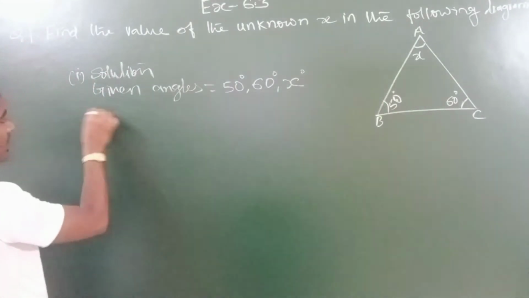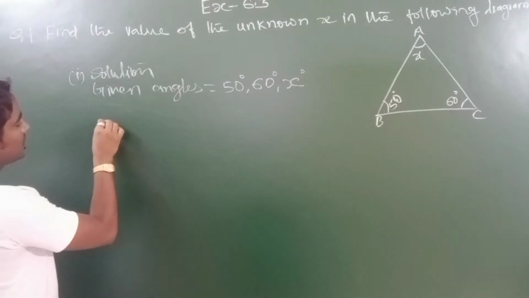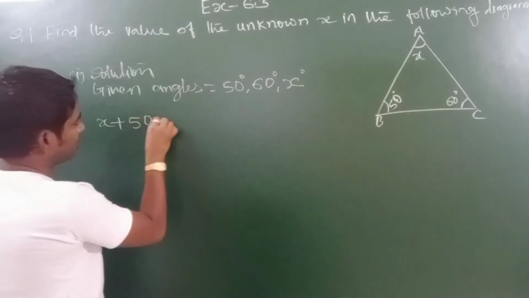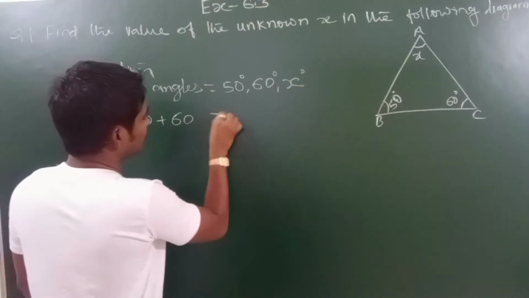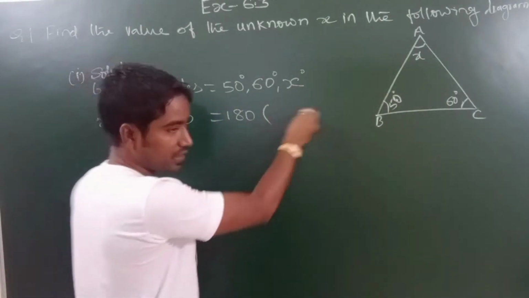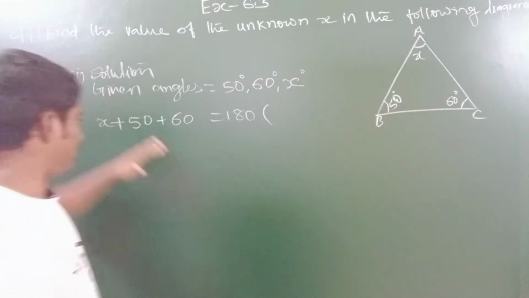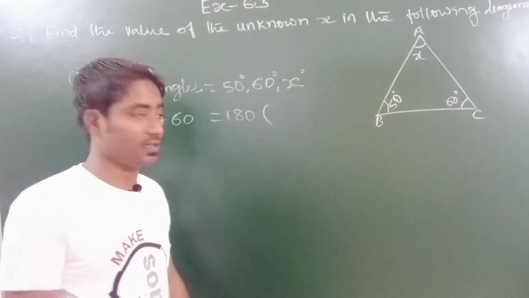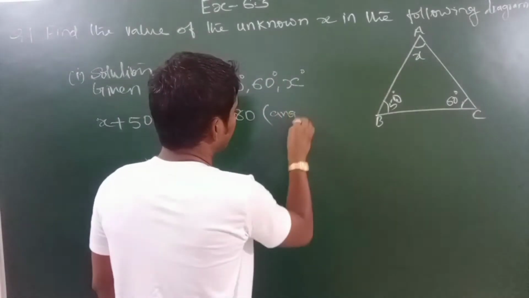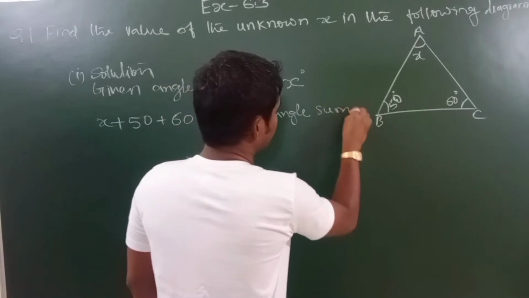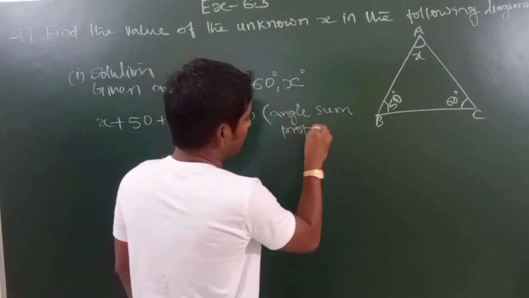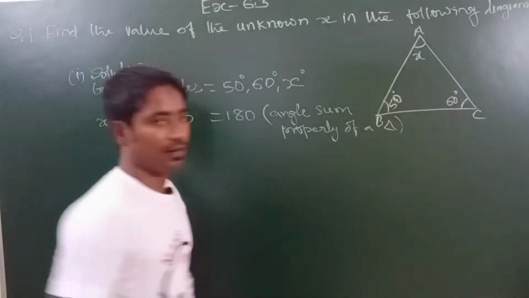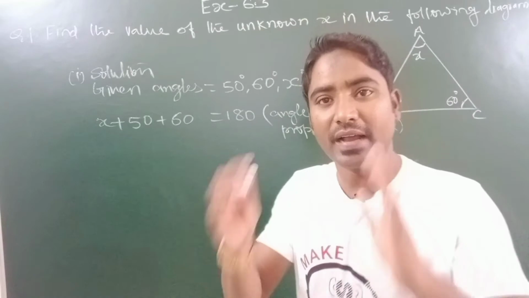Now here, what will we write, students? See here, x plus 50 plus 60 is equal to 180 degrees. In the reason we will write why. From where are we writing this? x plus 50 plus 60 is equal to 180 degrees. So here we will write angle sum property of a triangle.